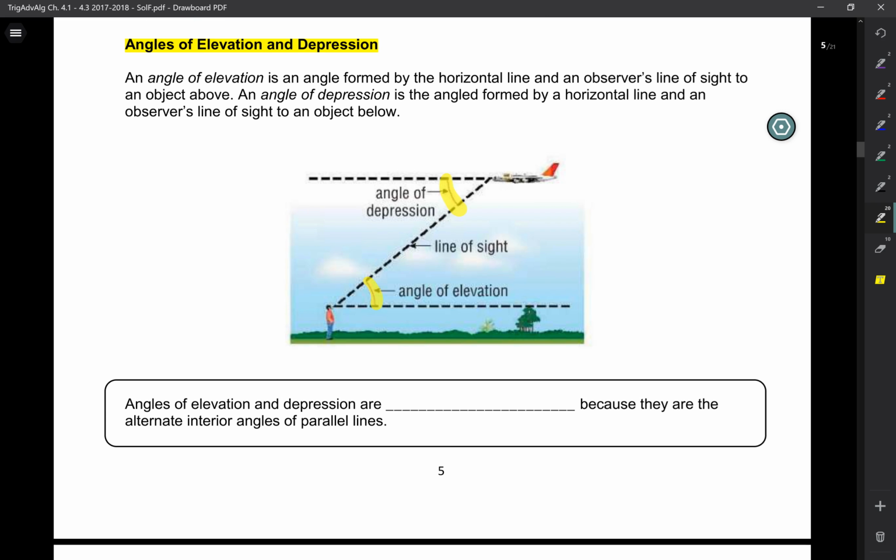What do you think? How do you think the sizes of those two angles compare? Why would they be equal? Okay, so if you remember back in geometry, if you have two parallel lines and another line going through them, when you create alternate interior angles, they are congruent. So angles of elevation and depression are congruent. When you least expect it, man, that stuff comes back to haunt you. Okay?